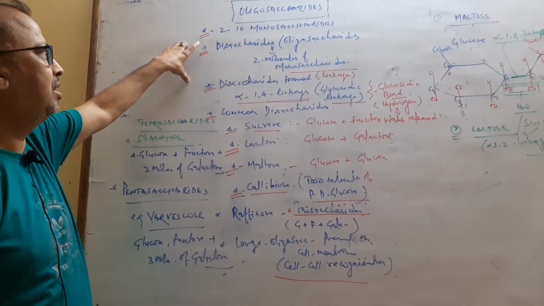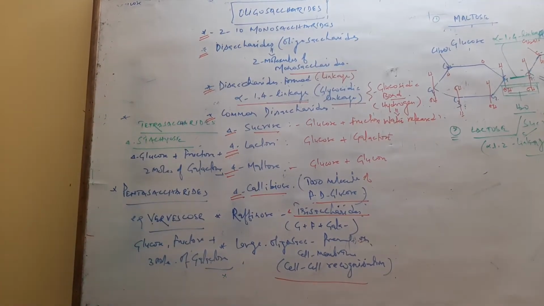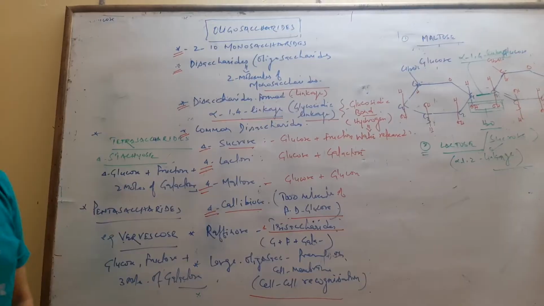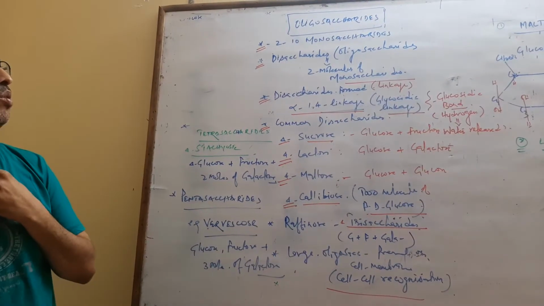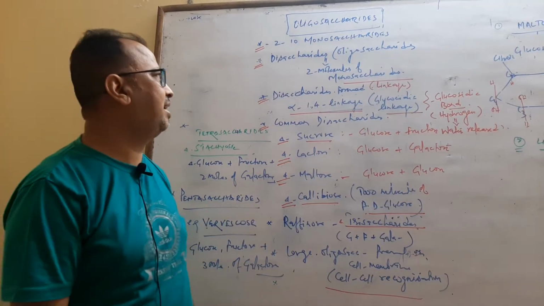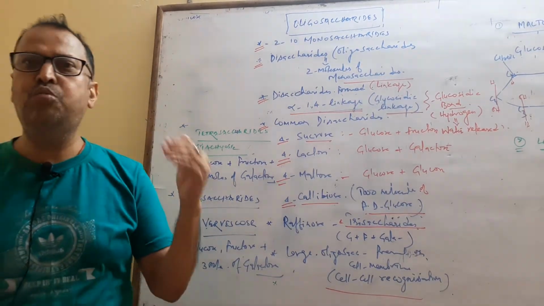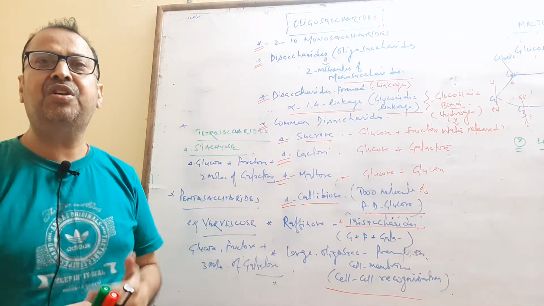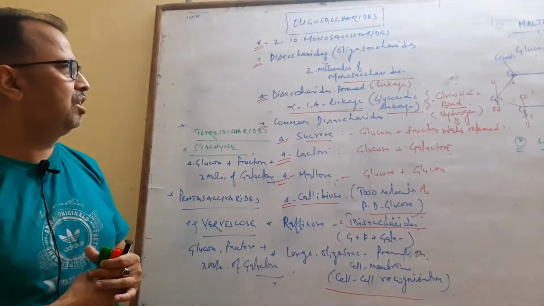Hello friend, now we are going to start the oligosaccharide. So oligosaccharide is the combination of 2 to 10 monosaccharides. One of the oligosaccharides is disaccharide, which contains 2 moles, or a combination of 2 moles, of monosaccharide.